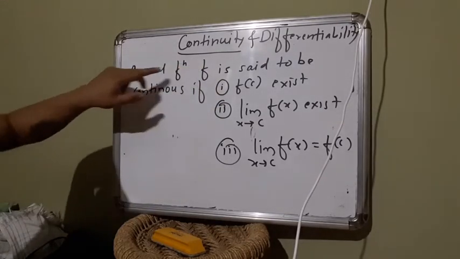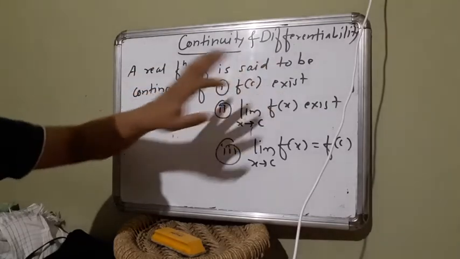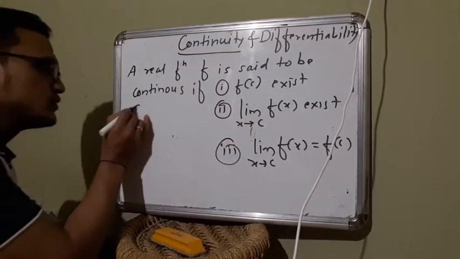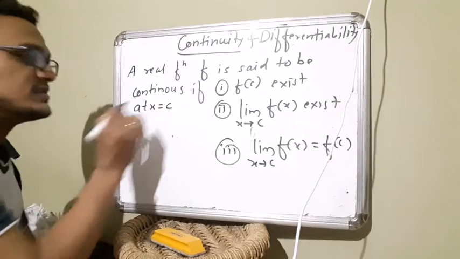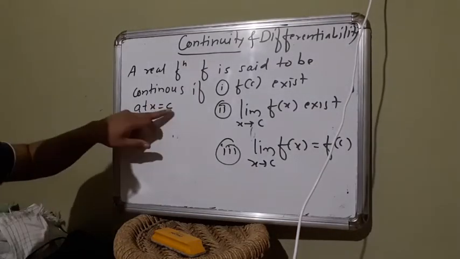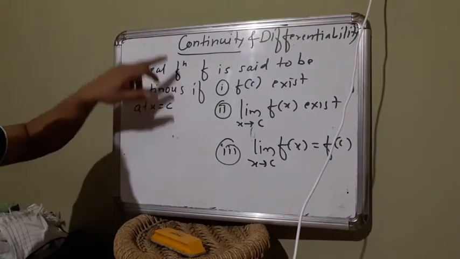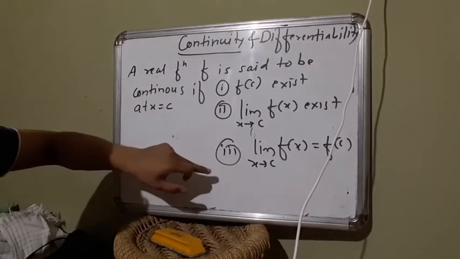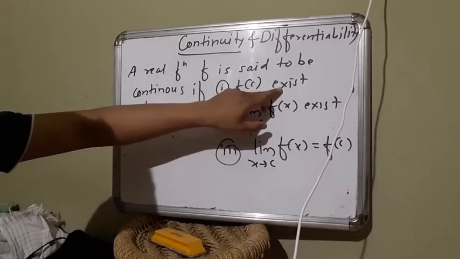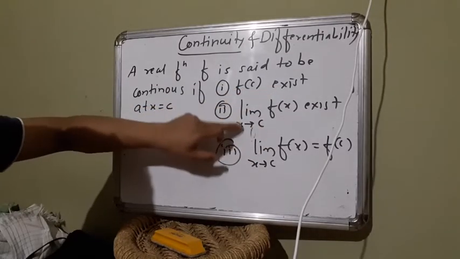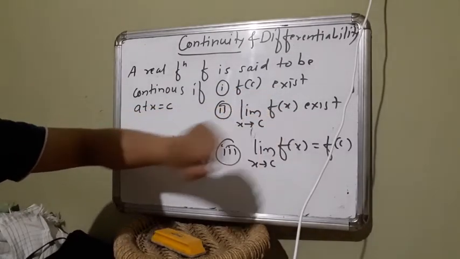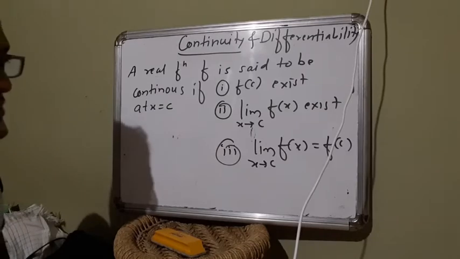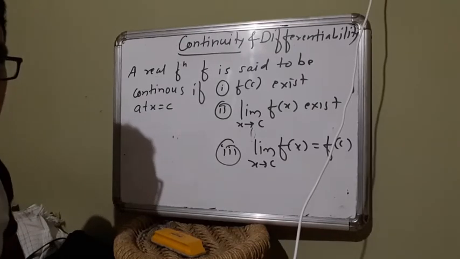This real function f is said to be continuous at one point. That point I have taken as x is equal to c. So to say that f is continuous, the three conditions must be satisfied: f of c should exist, limit x tends to c, f of x should exist, and the third condition is limit x tends to c, f of x is equal to f of c.